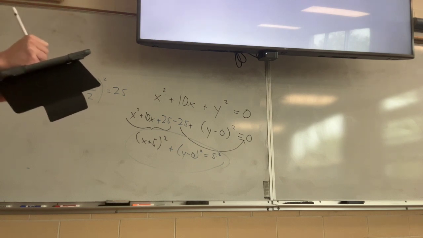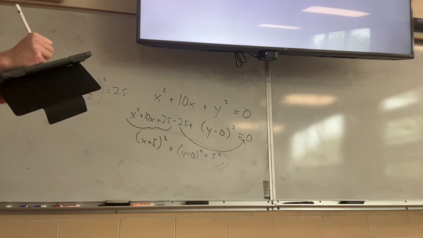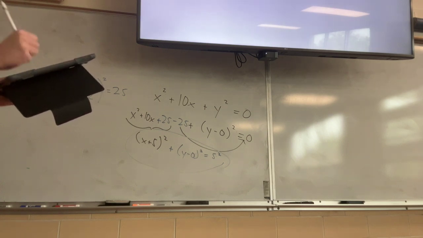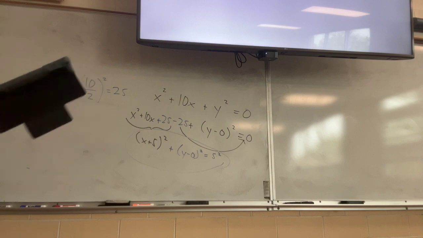X plus 5 squared. And then this is the part that you guys were all like, this is easy, stop lecturing. So the center's x-coordinate is negative 5, and the radius is 5.